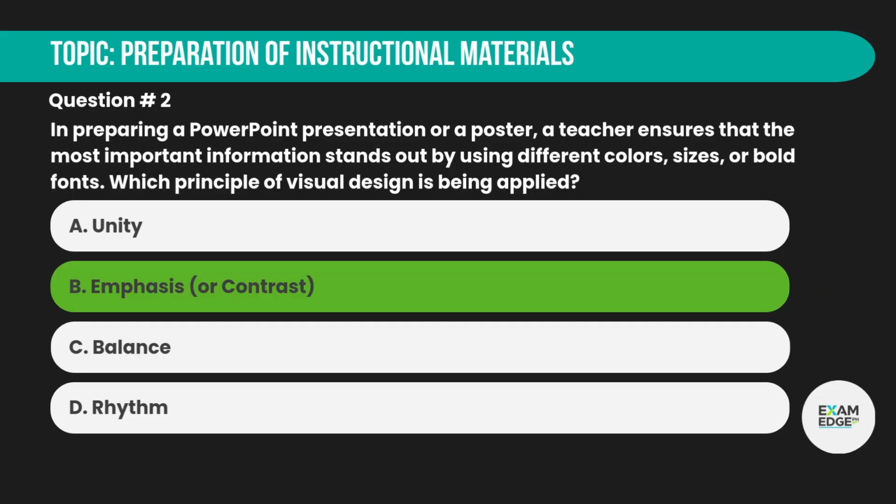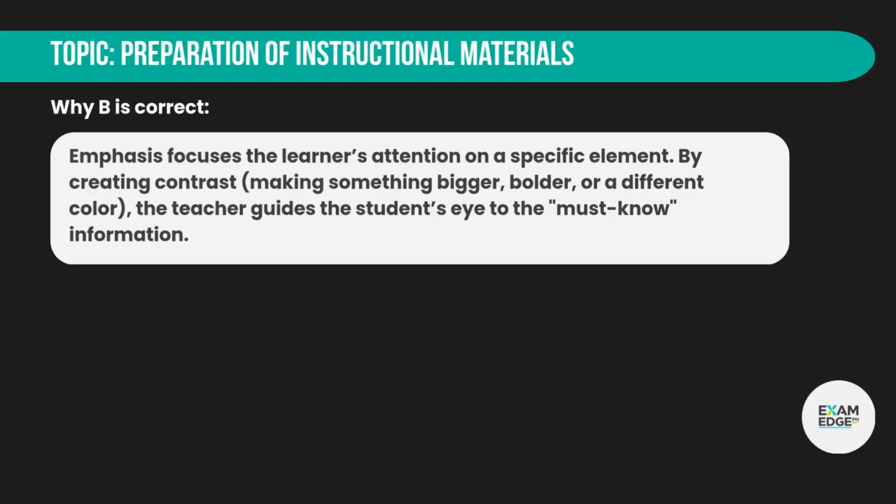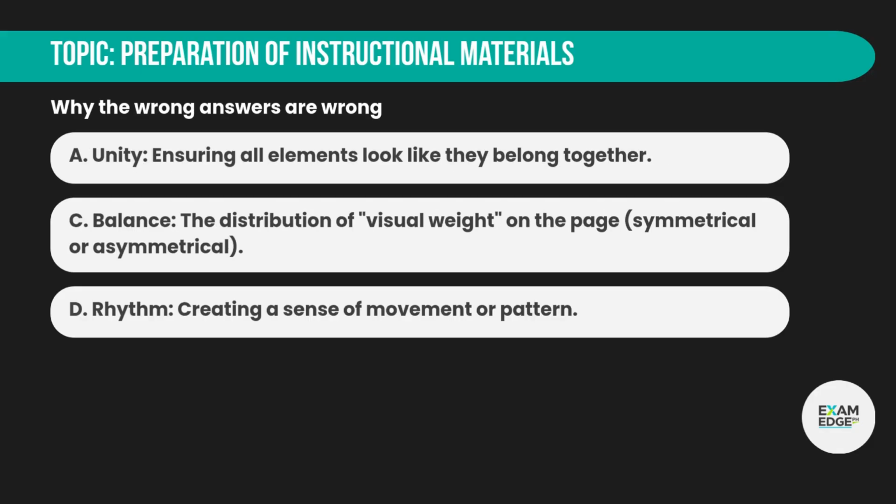Correct answer: B. Emphasis, or contrast. Why B is correct? Emphasis focuses the learner's attention on a specific element. By creating contrast, making something bigger, bolder, or a different color, the teacher guides the student's eye to the must-know information. Why the wrong answers are wrong?